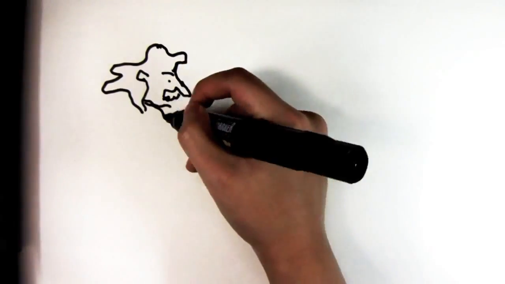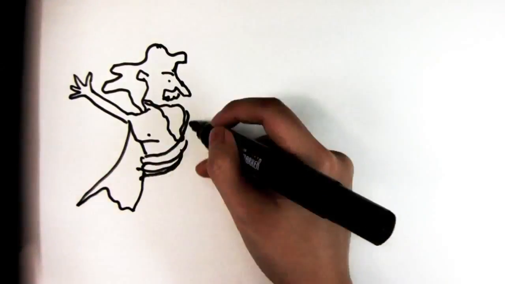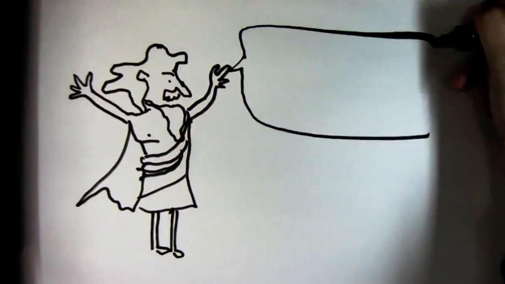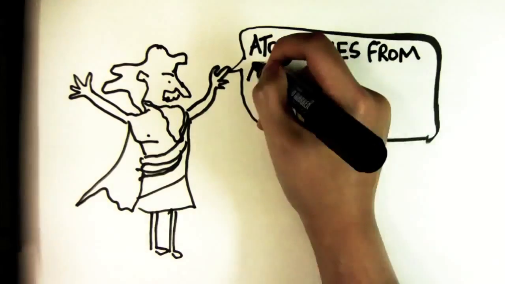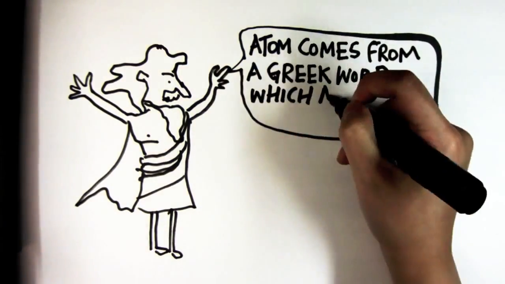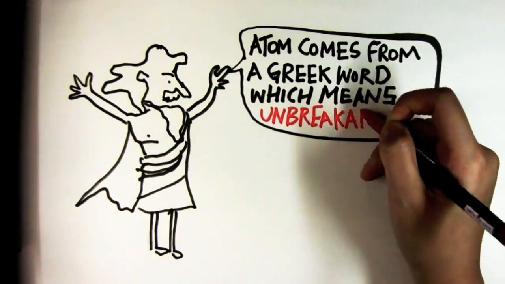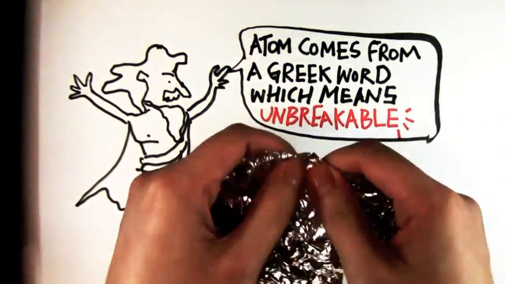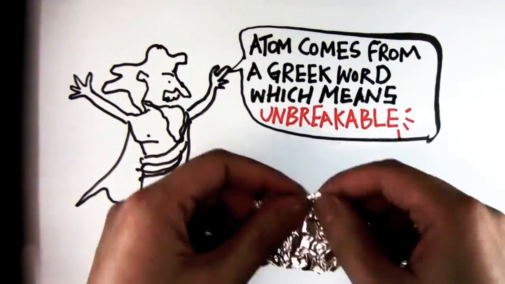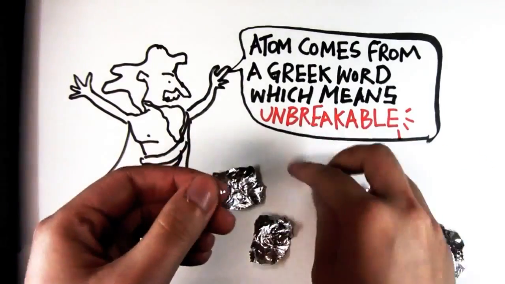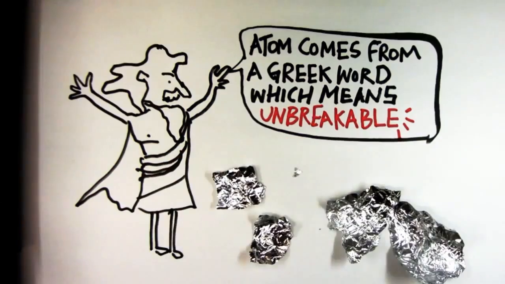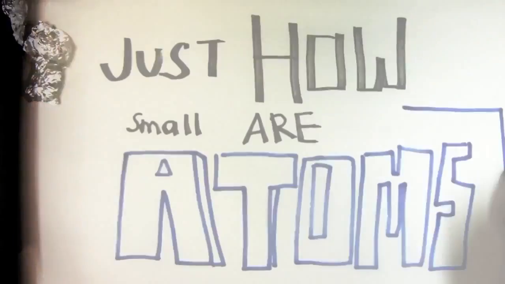Now, how did this word atom come about? Back in the olden days, all the way back to 450 BCE, atom came from the Greek word atomos, which means unbreakable. Take an aluminium foil and tear it into small pieces until it reaches a point where you cannot tear it any further. This small piece of aluminium foil is still many times larger than the size of an atom.